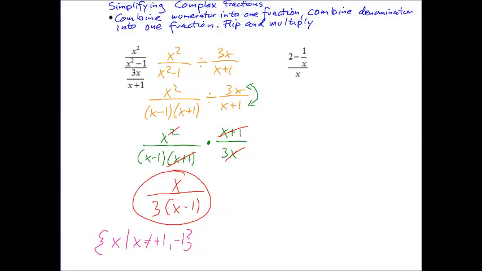So let's do the same thing with our second problem. Let's rewrite it as a division problem: 2 minus 1 over x. But if it's a division problem, let's not forget to put parentheses around it, divided by x. So the x is really x over 1 if you think about it, and so is the 2.